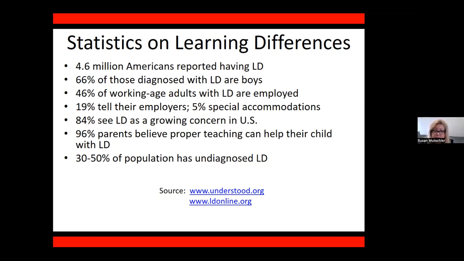84% see learning differences as a growing concern in the US. 96% of parents believe that proper teaching can help their child with a learning difference. And then they do say about 30 to 50% of the population is walking around with an undiagnosed learning difference.